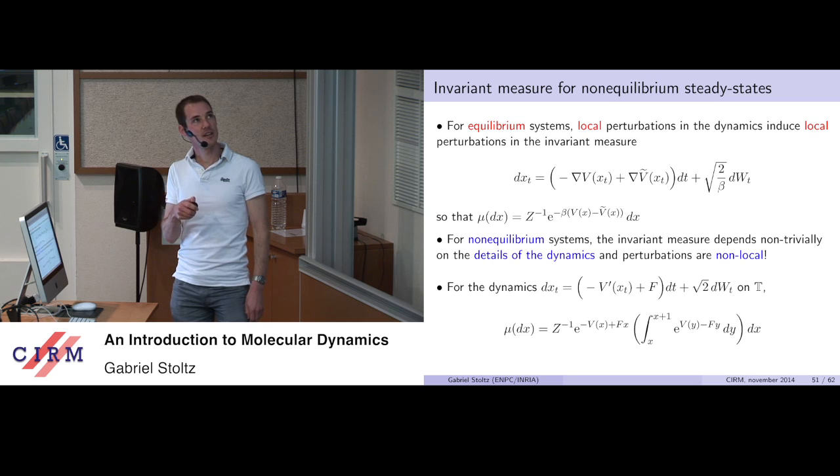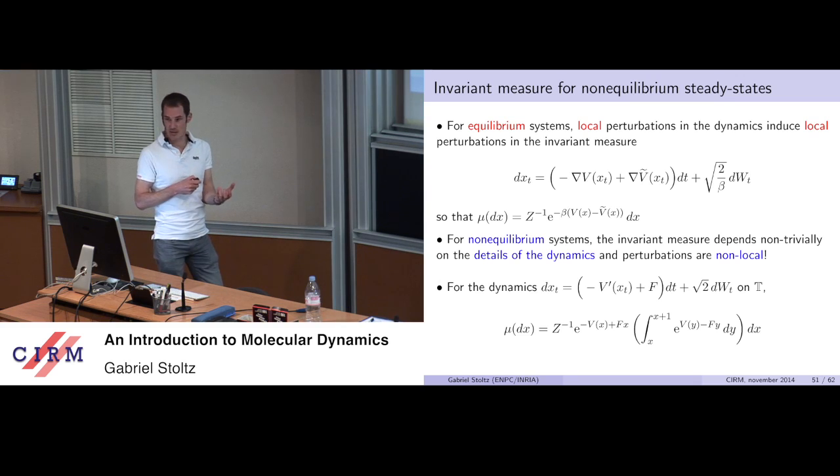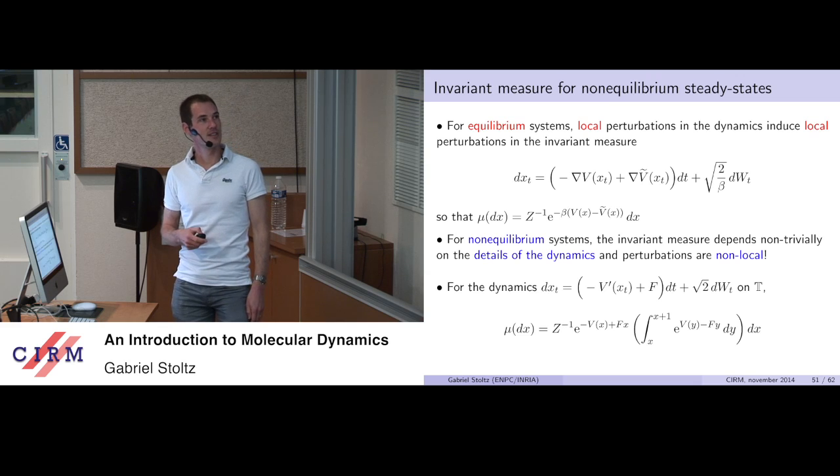And in particular, if this V tilde is local in space, I only locally change the invariant measure. So that's nice, it's a local perturbation. If I do something here, I know how to unbias. And this is actually behind many methods for reducing the variance in equilibrium systems. For non-equilibrium dynamics, the situation is really more complicated.